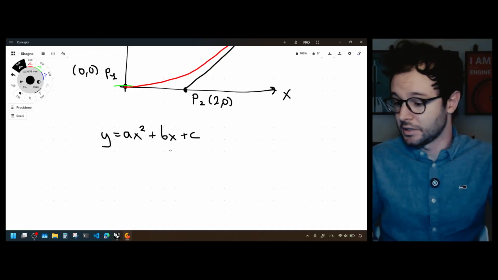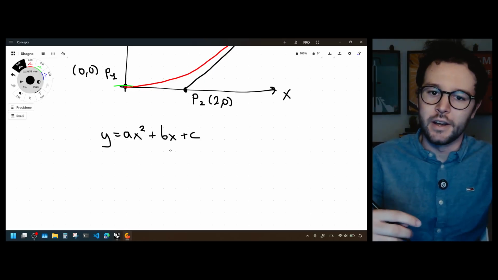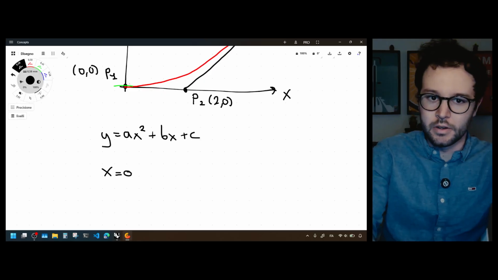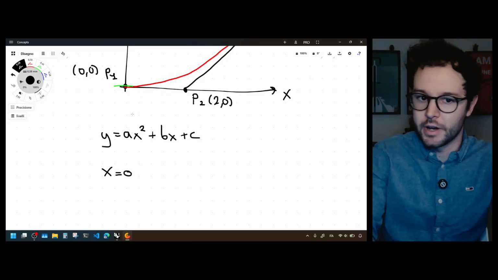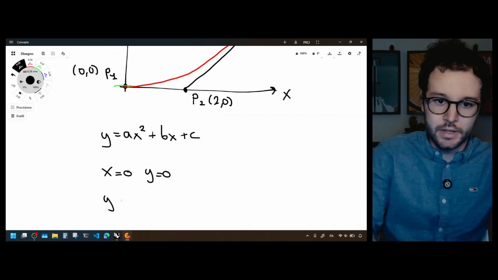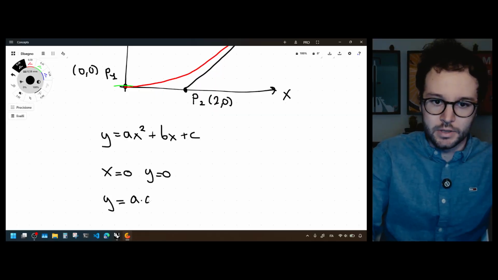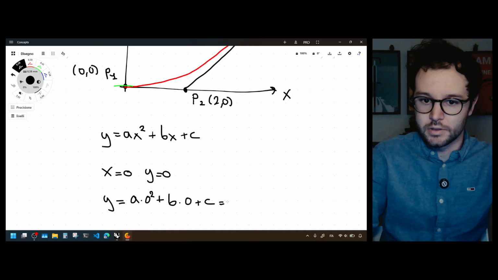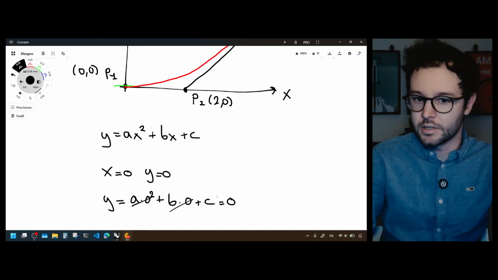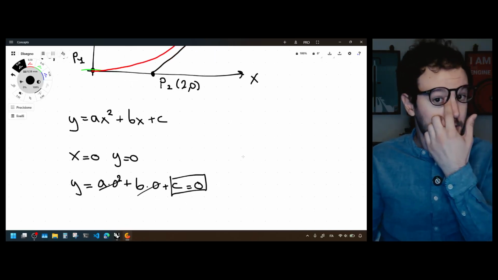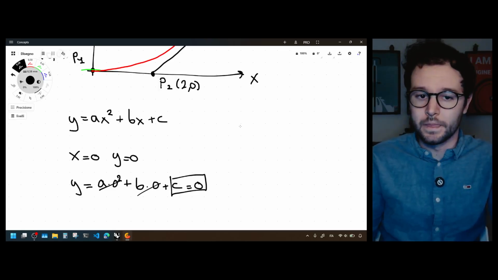We have boundary conditions to find these coefficients. So we can say that when x equals 0, we are here in P1, so we know that y equals 0. That means that we can write y equals a times 0 squared, which is just 0, plus b times 0 plus c equals 0. This goes away, this goes away, so we already found that coefficient c is 0. And then we have a bunch of other stuff that we know.